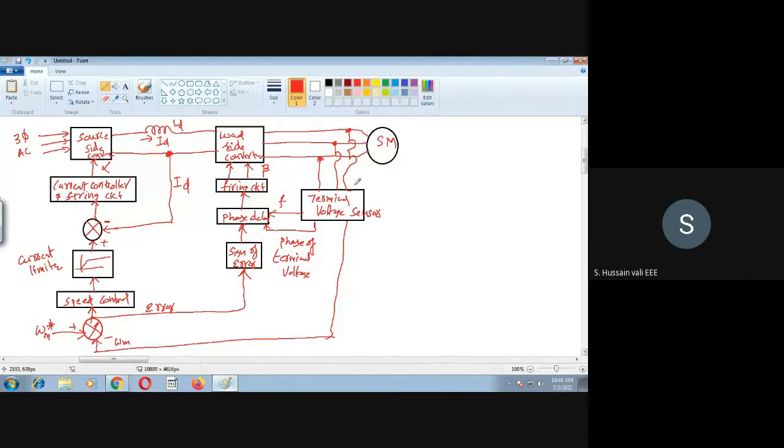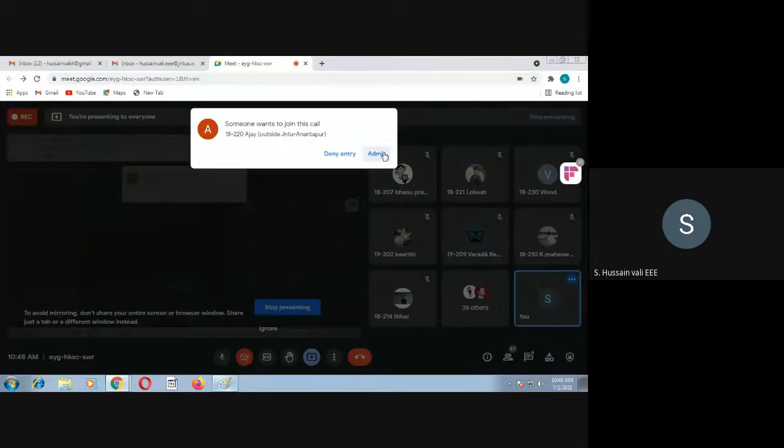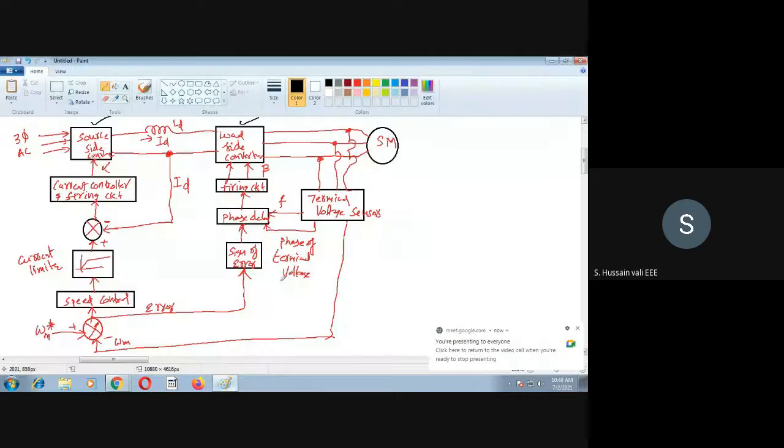Okay. So now you see here, I will explain this thing. One thing before I explain, you have two converters, just like I have explained. This is the source side converter, this is the load side converter. So we have seen the closed path. Now, what is the requirement here? What is the main requirement we need here?